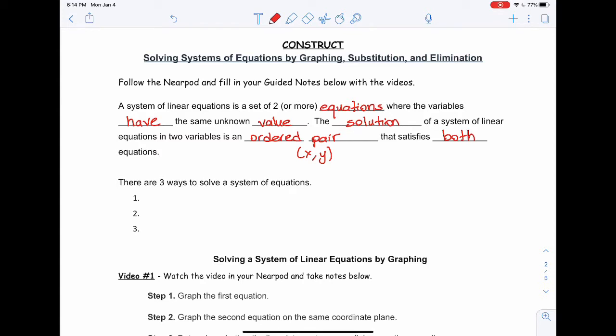There are three ways to solve a system of equations. The first method is graphing. The second method is substitution. And the third method is elimination.